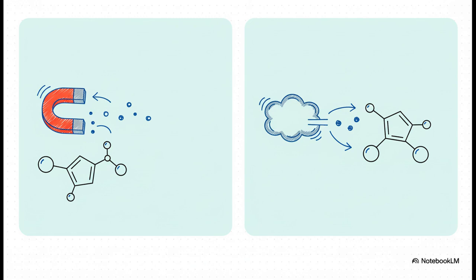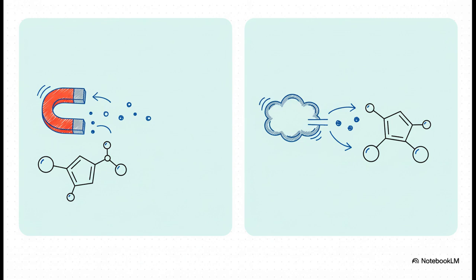On one side, you've got your electron withdrawing groups. Just think of them as little electron magnets. They're constantly pulling electron density towards themselves. And on the other team, you have the electron donating groups, which are the exact opposite. They're generous. They push electrons away. Now, this simple push and pull completely changes the molecule's personality.